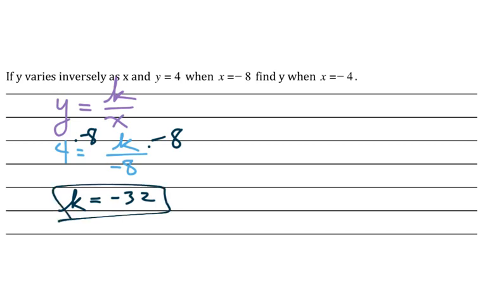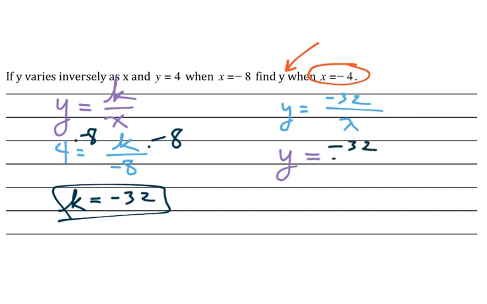Back in the equation, now I can write y equals negative 32 over x, and I can plug in the value that they give us for x, and now we're finding y. So what is y if our right side of the equation is negative 32 over negative 4? So 1/4 of 32 is 8, and a negative divided by a negative is positive, so I box that and it's done.